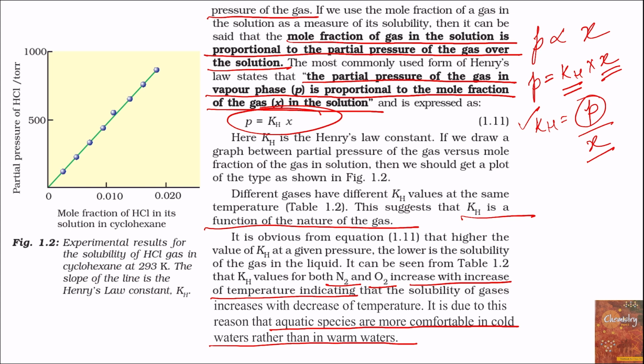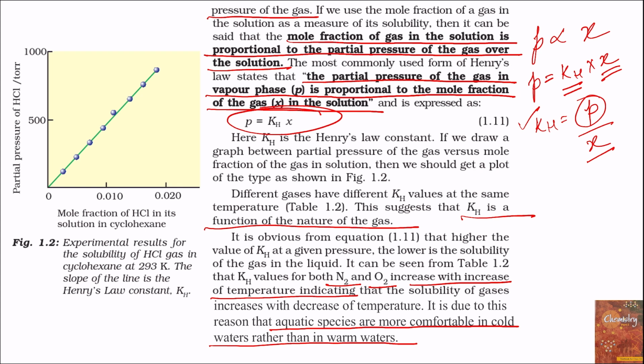than in warm water, this is so because in cold water the temperature is low, as a result of which the value of Kh for nitrogen and oxygen is low, due to which solubility of nitrogen and oxygen in water at low temperatures is greater than that at high temperatures, which helps the aquatic species to be more comfortable in cold water than in warm water.